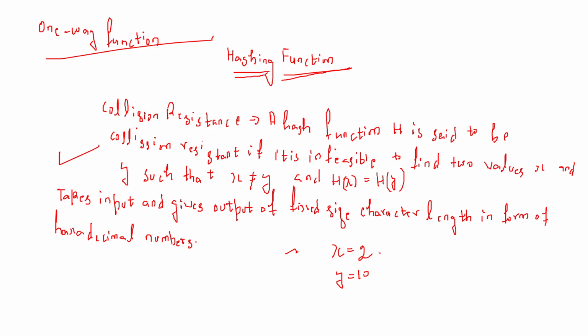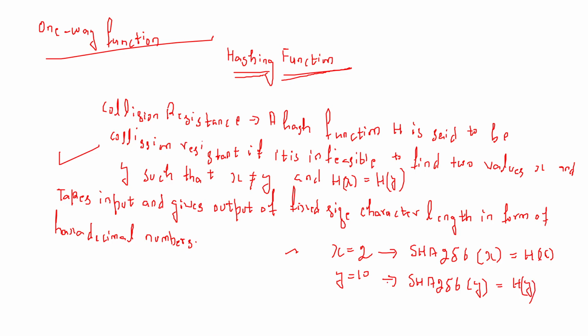Now what I do is I pass this value of x through a hashing function, let us say SHA-256. So definitely I will get some hash value of x, which is 256 bit. Similarly, I do the same treatment with this input y equal to 10. I pass it through SHA-256 and I will get some hash value of y.